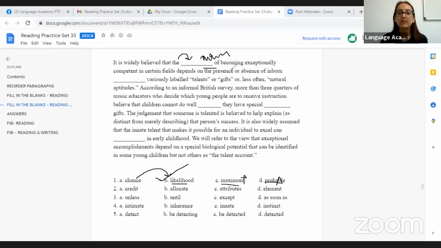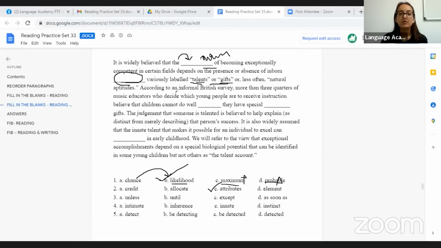The likelihood of becoming exceptionally competent in certain fields depends on the presence or absence of inborn dash, variously labeled talents or gifts. Means whatever word comes here, we can also call it talents or gifts. That means we needed a plural answer. So if we look at the options, there's only one plural option, which is attribute. So that will be the answer. We do not even need to consider the singular options.